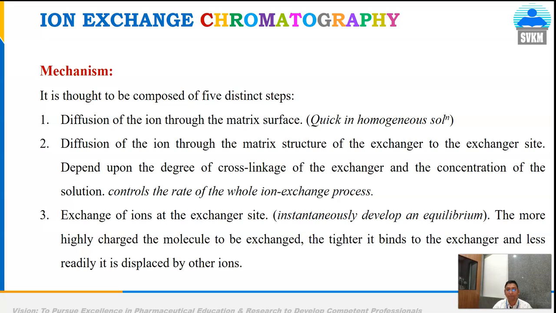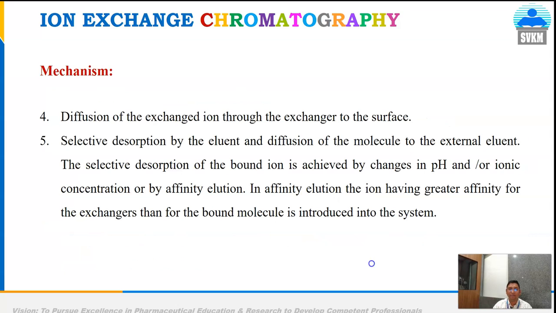Exchange of ion at the exchanger's site: the more highly charged the molecule to be exchanged, the tighter it binds to the exchanger and the less readily it is displaced by other ions. Diffusion of exchanged ion through the exchanger to the surface, followed by selective desorption by the eluent and diffusion of the molecule to the external eluent. The selective desorption of a bound ion is achieved by changes in pH or ionic concentration, or by altering the affinity by elution. In affinity elution, the ion having greater affinity for the exchanger than for the bound molecule is introduced to the system.